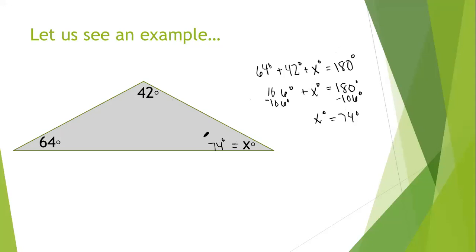How can I? It says it where? Oh, on the other slide. Yeah. So if I did this, okay, 64 plus 42 plus 74 should add up to 180 to check my work. If they don't add up, then I know I did something wrong.